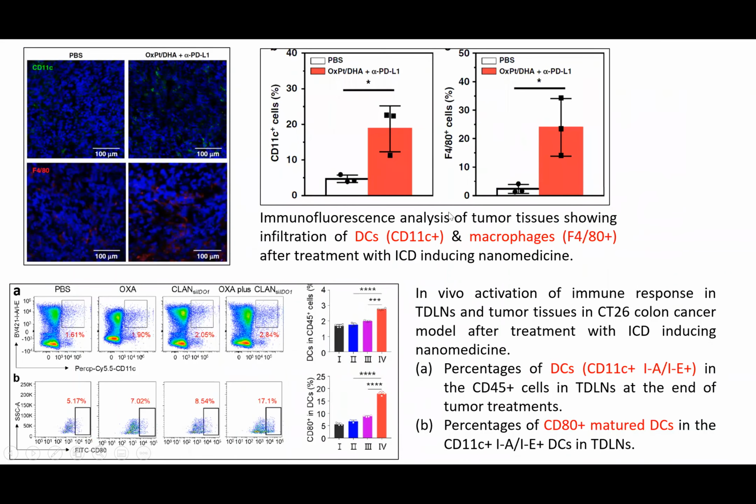We can also analyze the infiltrating dendritic cells and macrophages into the tumor. So after treatment with the immunogenic cell death inducing nanomedicine, we usually notice an increase in the percent of infiltrating CD11c positive cells, which are dendritic cells, and F4/80 positive macrophages. And also we can quantify the amount of matured dendritic cells by using flow cytometry with its activation marker CD80 or CD86.